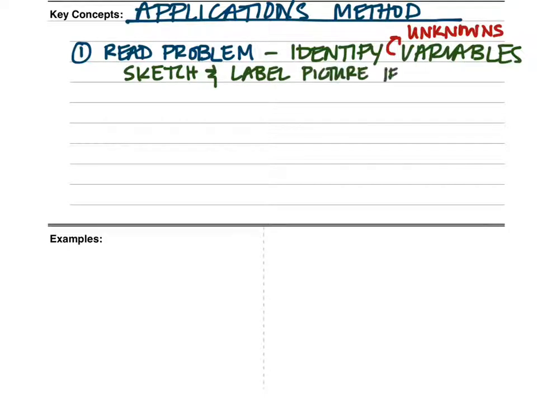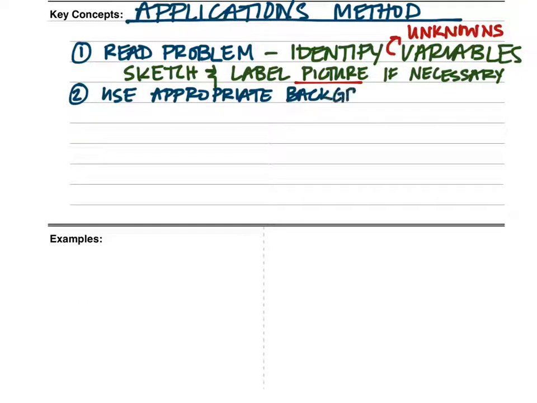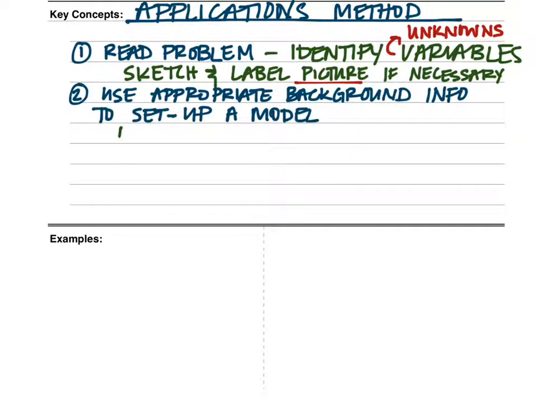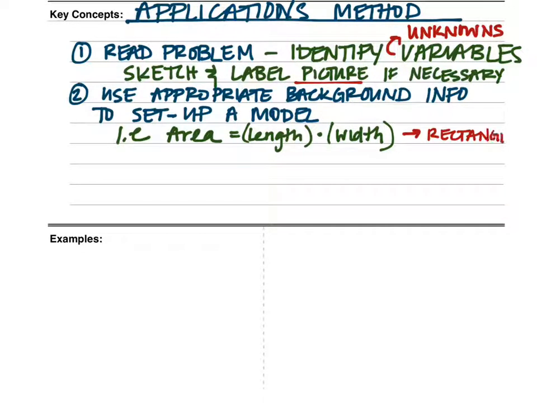But before we do that, when we talk about reading the problem, sometimes it might be necessary to draw a picture. And when we're talking about area, absolutely, draw, sketch, and label a picture if that's necessary. Next is to use the appropriate background information. When we're looking for a model to set up, the background information could be the area of a rectangle, length times width, which is familiar background information.